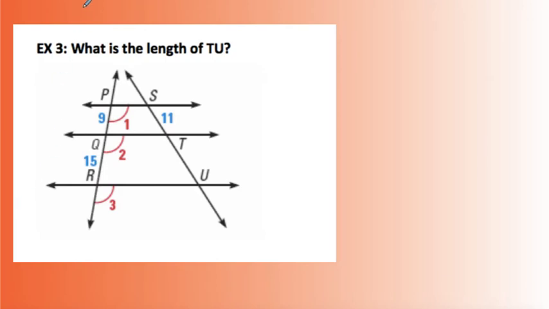All right, let's try that corollary. Notice we've got 3 parallel lines. I know they're parallel because these angles are all congruent and they're corresponding angles. That means that if I'm trying to find TU, those lines are cutting the transversals proportionally. So I can write a proportion. 9 over 15 equals 11 over x.